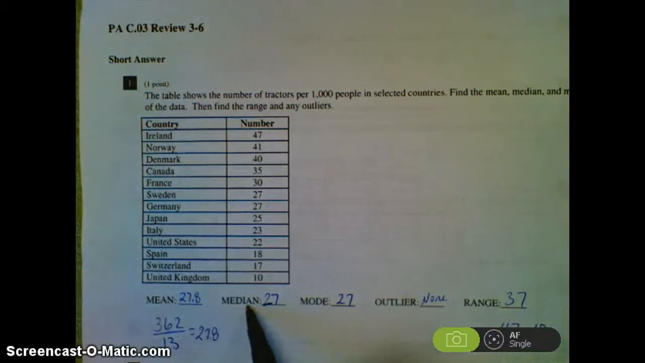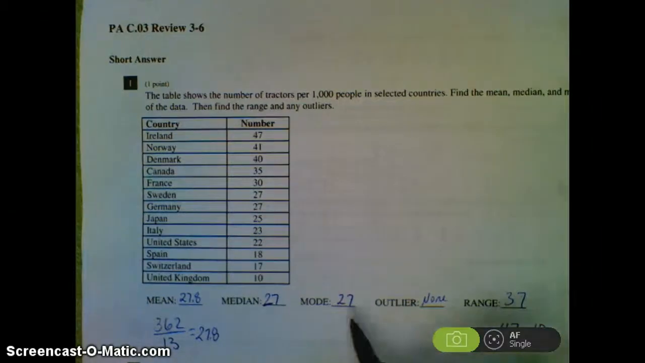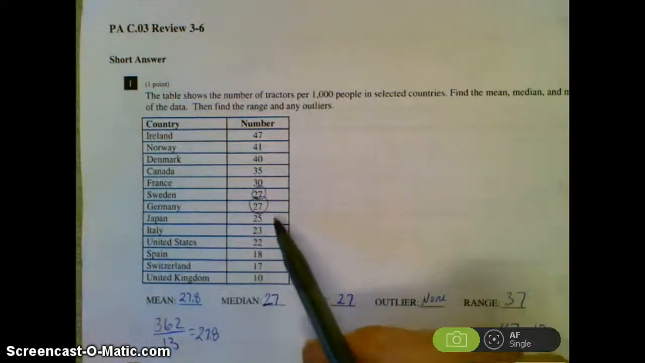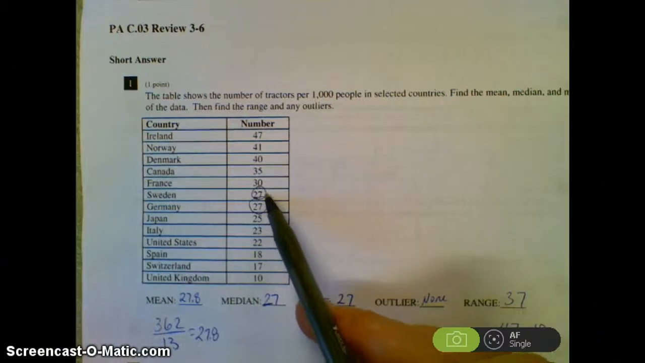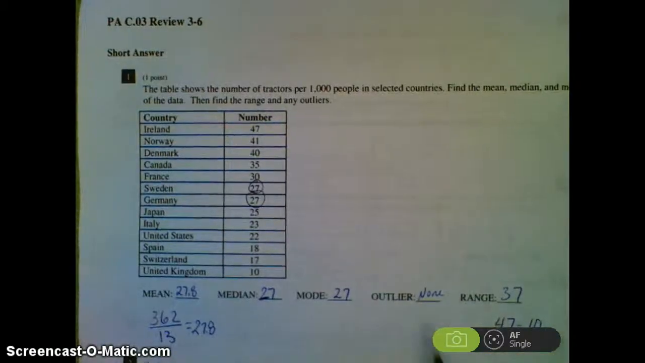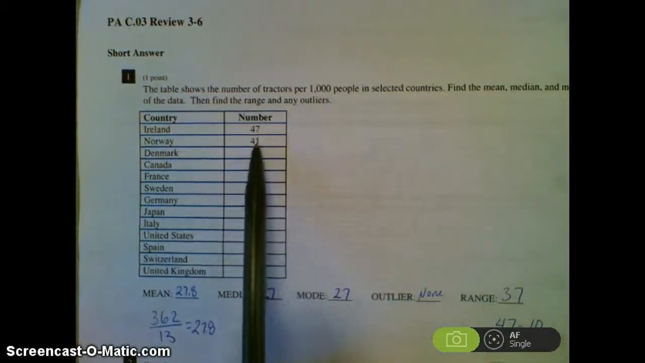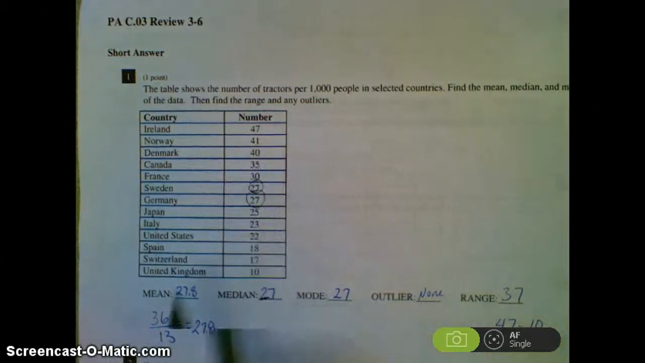The median is the number right in the middle. In this case there are 13 values, so it will be that middle number, which was 27. The mode is also 27. It's the one that shows up the most, and 27 is the only value that shows up twice. There is no outlier. 10 is not that far from 17, and 47 is not that far from 41.